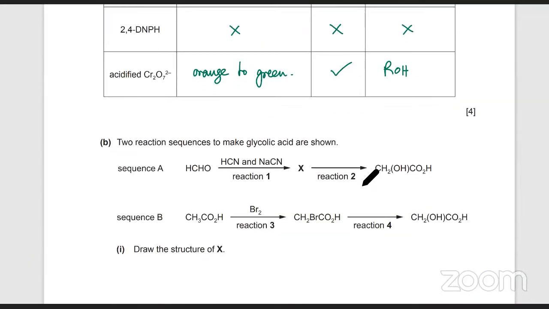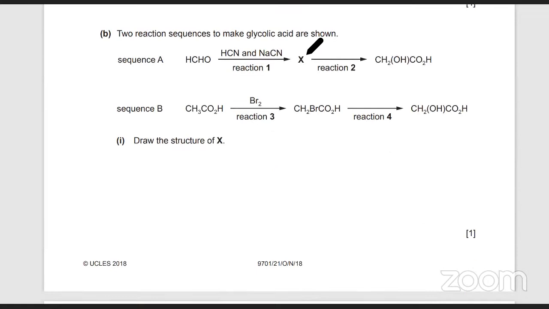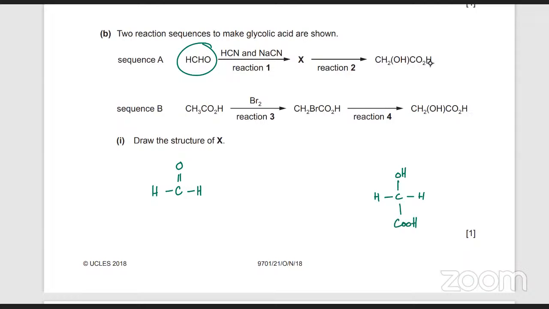Next part. There's a reaction sequence. Draw the structure of X. So you've got HCHO, which is written as CHO, which means it's an aldehyde, right? So it's a double bond O. And over here, it's turning into CH2, OH, and you've got a carboxylic acid. That's your product over here. So what is X then?